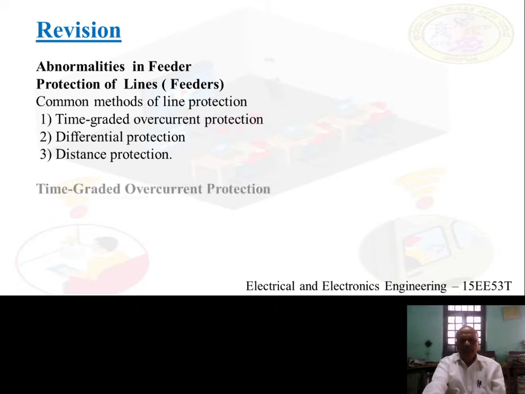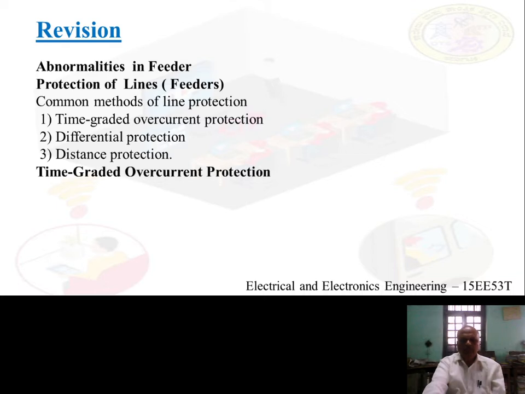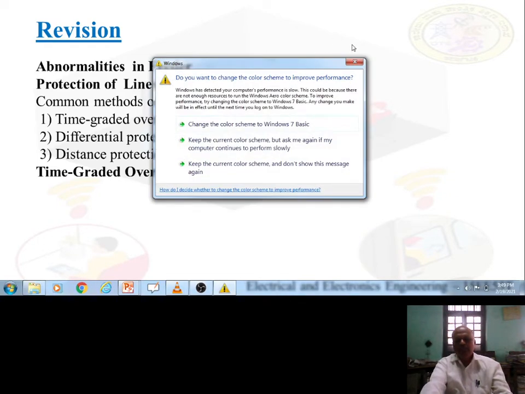First one, time graded overcurrent protection. In this scheme, the time setting of the relay is so graded that in the event of a fault, the smallest possible part of the system is disconnected.